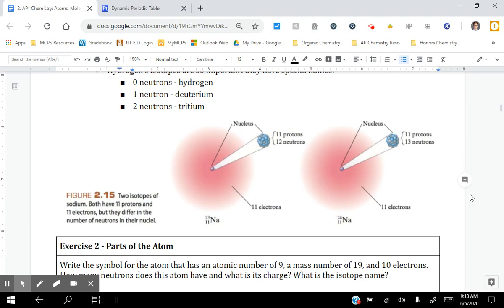So again, here's our nucleus. Remember, the nucleus is dense, has all of the mass with protons and neutrons, and the electrons are in a cloud on the outside. And you can see here with these 2 sodium isotopes that we're looking at, they both have 11 protons, making them sodium, but they have a different number of neutrons. We go from 12 to 13. Since that mass changes due to the neutrons changing, you'll see the number goes from 23 to 24.